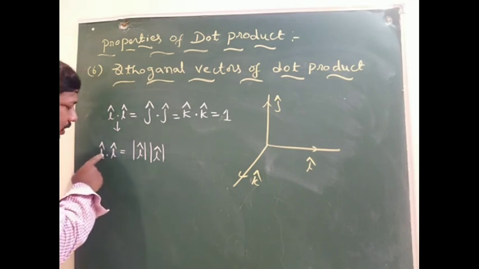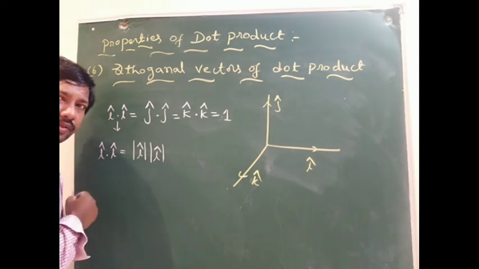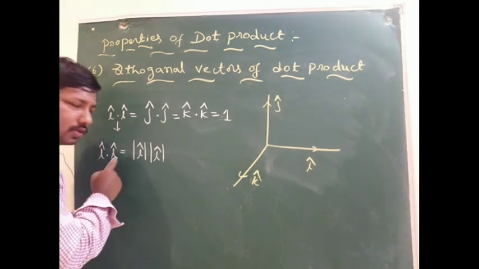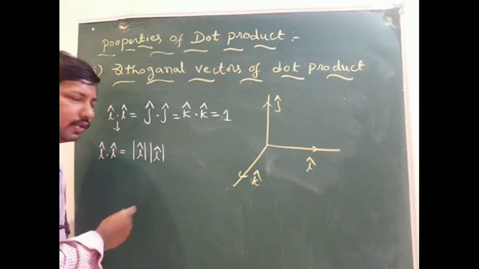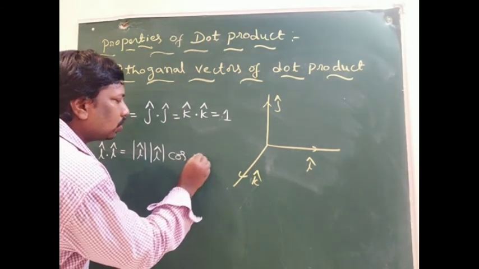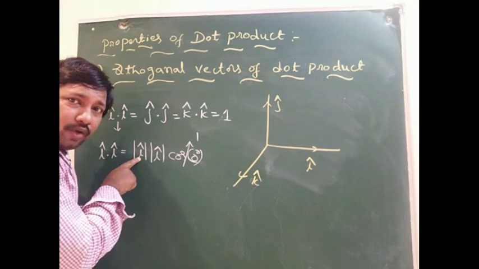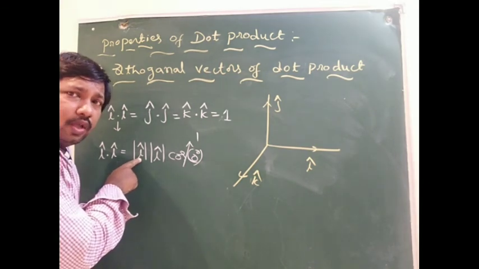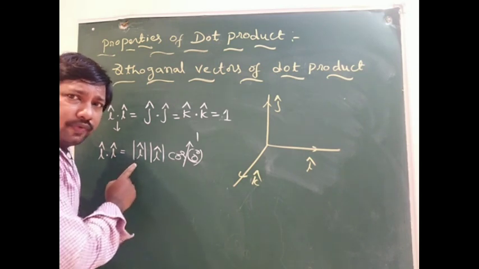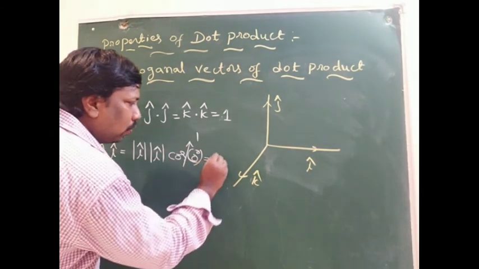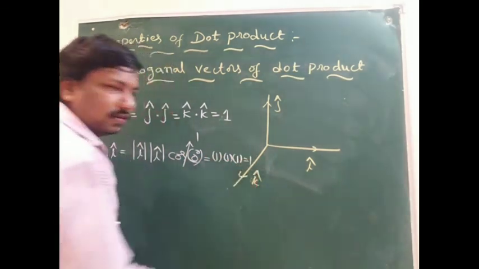So here I cap and I cap are passing through the same axis, so these are parallel vectors. Here the angle between the two I caps is 0 degrees. Therefore cos 0 means 1. The magnitude of I cap, since it is a unit vector, is 1. So therefore 1 into 1, so it is 1.